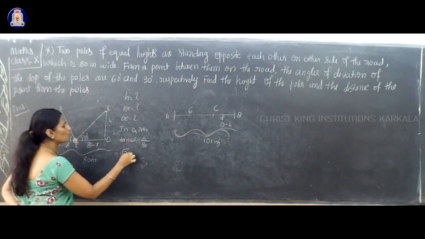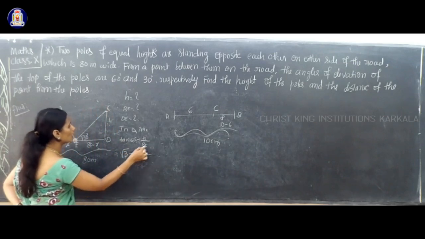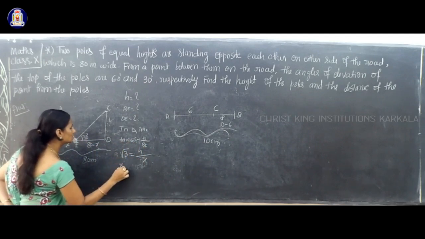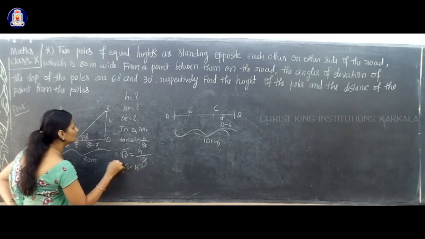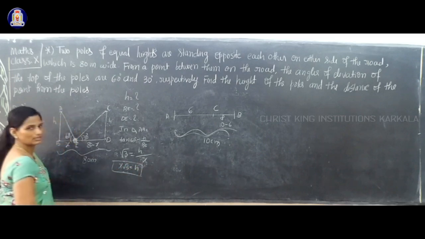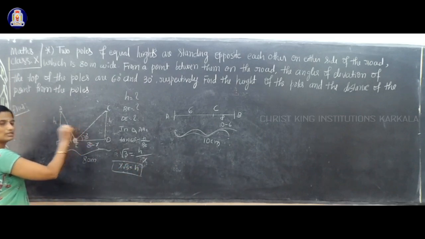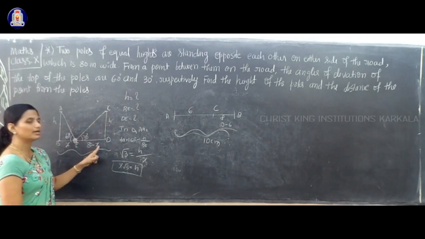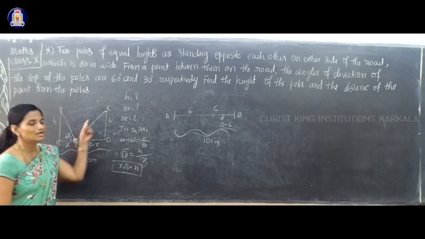Tan 60 is what? Root 3. H is not given. BE is what? X. So simplify, X root 3 is equal to H. Let it be your first equation. Now next apply for this second triangle, that is tan theta is equal to H divided by 80 minus X.